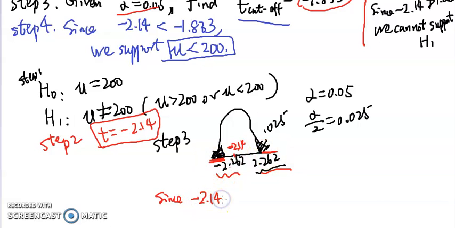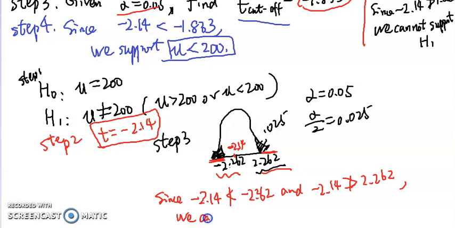So you can just say negative 2.14 is not less than negative 2.262. You can also mention the other one, and negative 2.14 is not greater than 2.262. Because to fall in this region, it has to be greater than this number, which is not possible. To fall in this region, it has to be smaller than this negative number, which is not the case either. So we can say we cannot support H1.